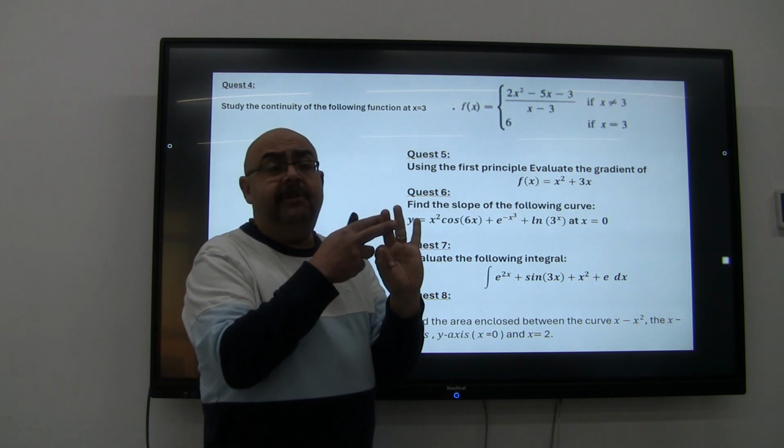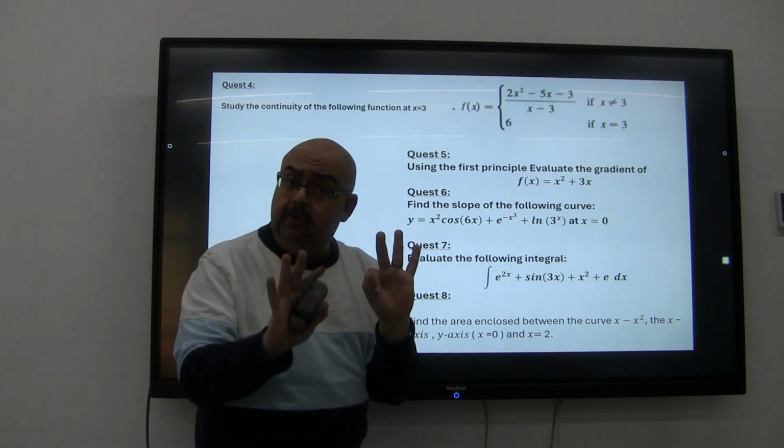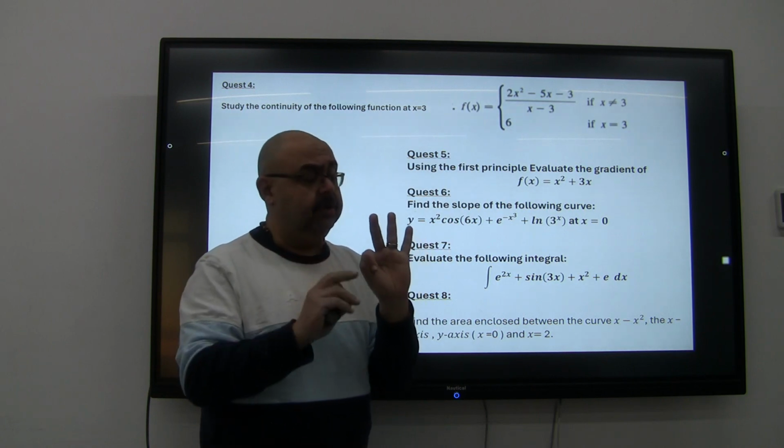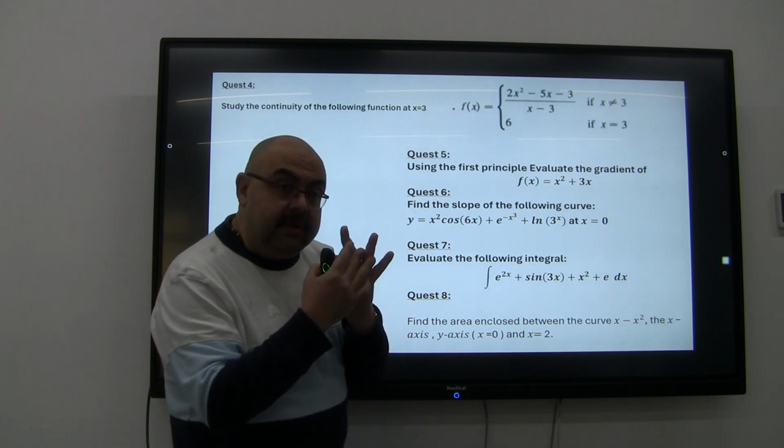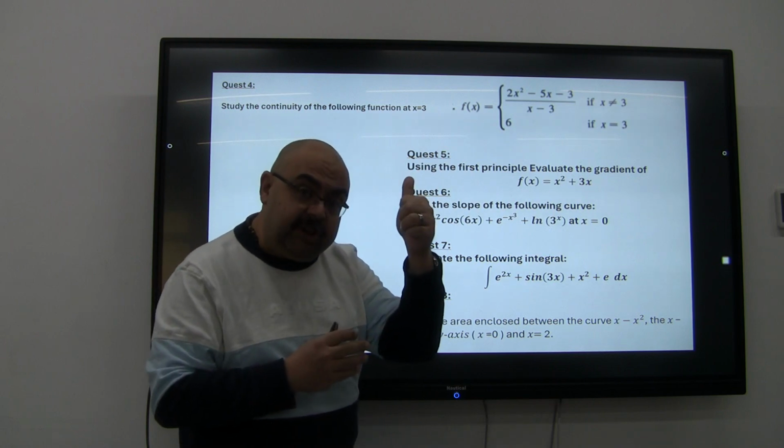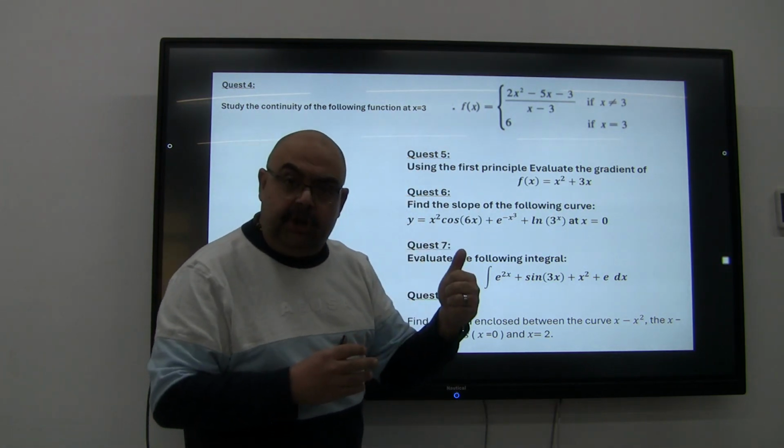First of all, the function should be defined. So once you try to substitute, you will get your function. Then the limit exists. Number 3, the definition equals the limit. The definition equals the limit.